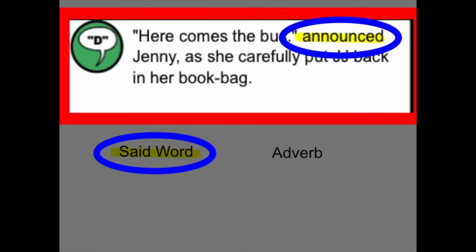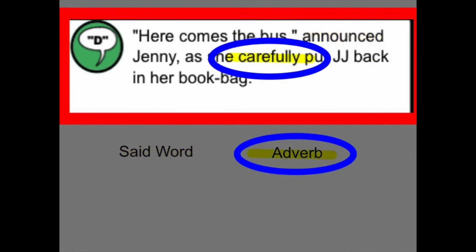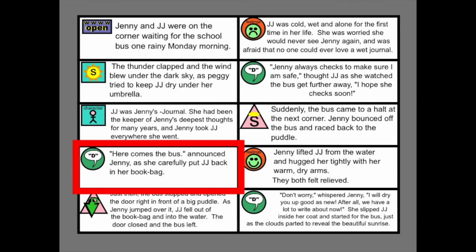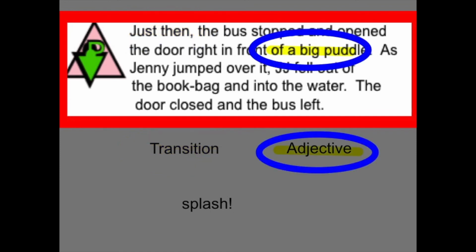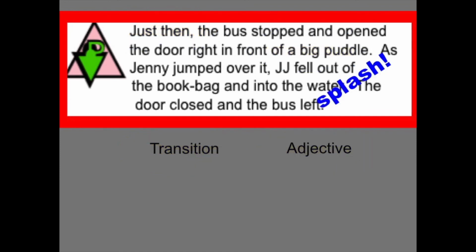"Here comes the bus," announced Jenny as she carefully put JJ back in her book bag. Just then, the bus stopped and opened the door right in front of a big puddle. As Jenny jumped over it, JJ fell out of the book bag and into the water. The door closed and the bus left.